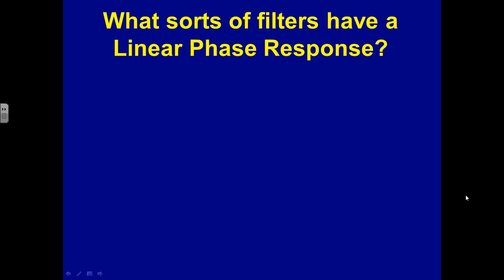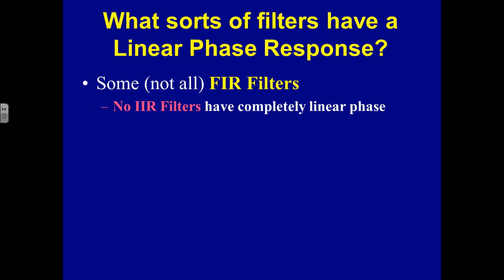So now, what kind of filters have this interesting characteristic of a linear relationship between phase angle and frequency? Well, some, but not all, FIR filters have this. In fact, no IIR filters can have completely linear phase. IIR filters may have some portions of their phase response that look pretty linear, but they can't have completely linear phase over all frequencies, whereas there are some classes of FIR filters that can, and in fact this makes them very attractive for certain applications.